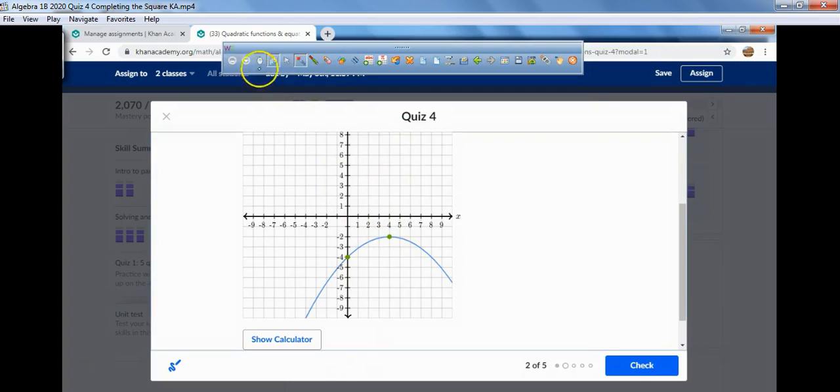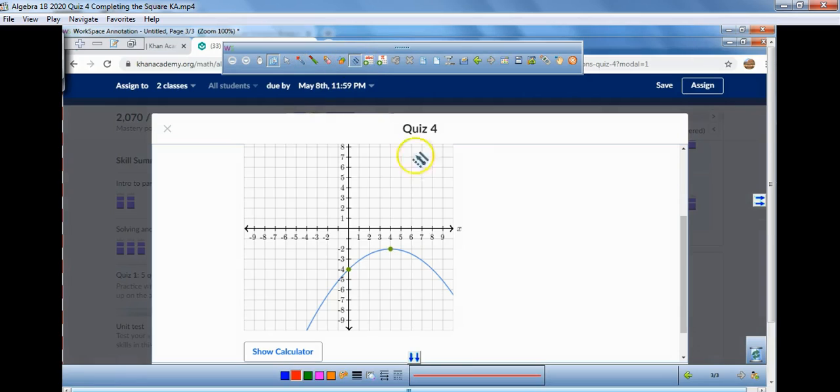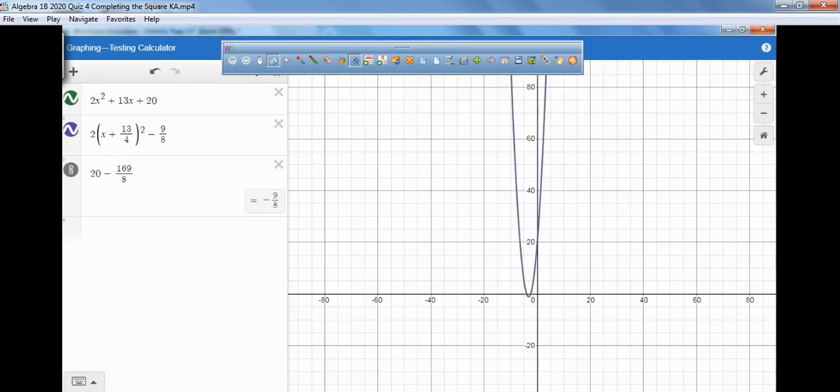Straight through. You'll see me draw a line. There's my axis of symmetry, x equals 4. Beautiful. All right, I'm feeling good. Then I'll probably show you how to do it in Desmos, so you can check your work.